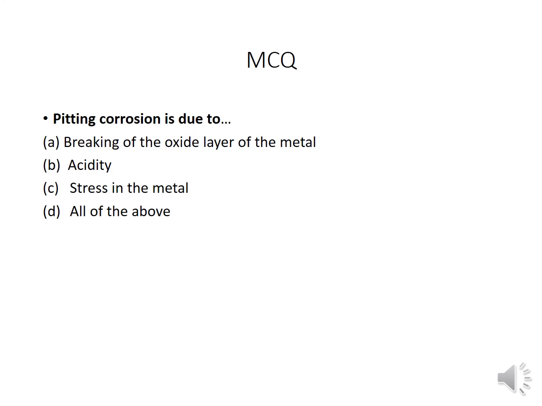We are going to solve MCQs based on this. Pitting corrosion is due to breaking of oxide layer on the metal, acidity, stress in the metal, all of the above. The answer is acidity.